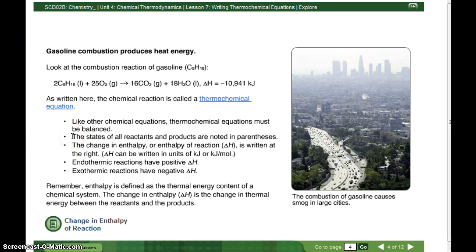The states of all reactants and products are noted in parentheses. The change in enthalpy, or enthalpy of a reaction, is delta H, and that's written to the right.